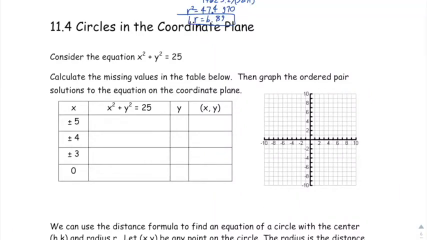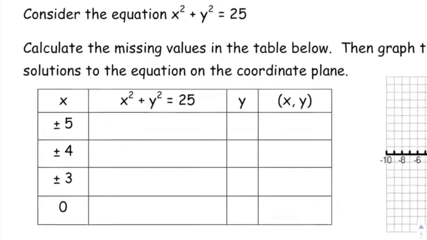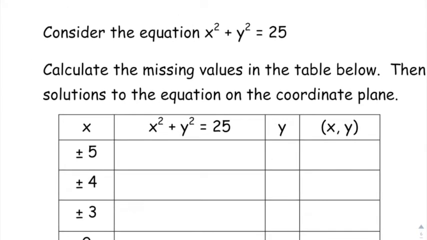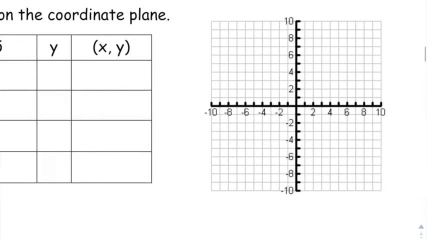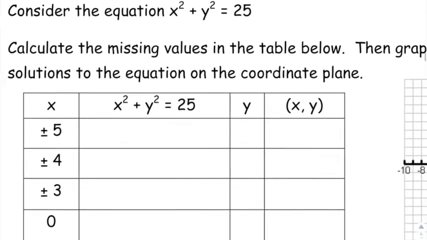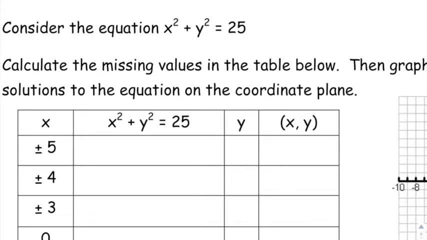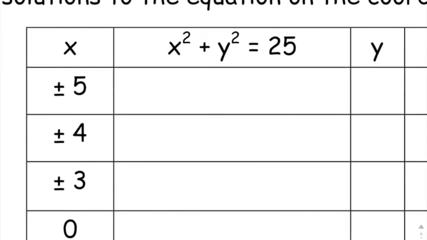Alright, today we've got circles in the coordinate plane. So that's kind of taking a more algebraic approach to the circles that we've been dealing with. Consider this equation. Apparently it's the equation of a circle. We're going to plot all the points that we get here, and we're just going to take some random x values: 5, 4, and 3, and you've got positive and negative versions of those. We're going to see if we can get the shape of the circle by plugging those in.